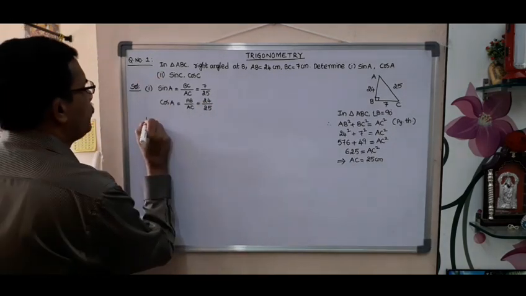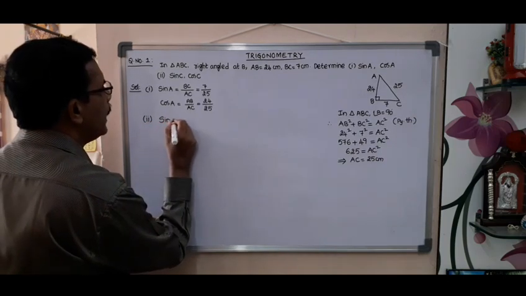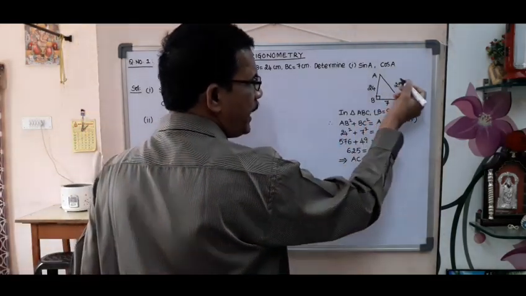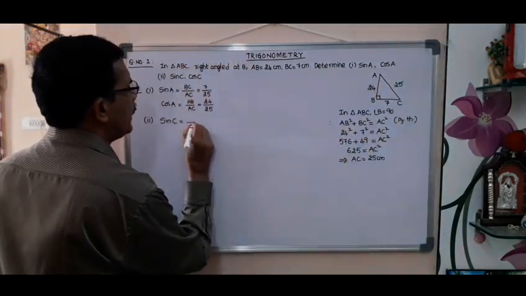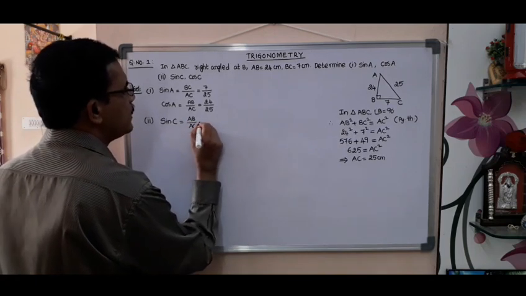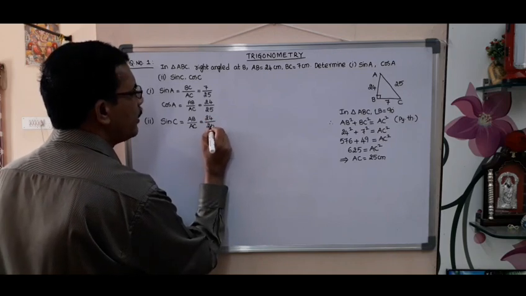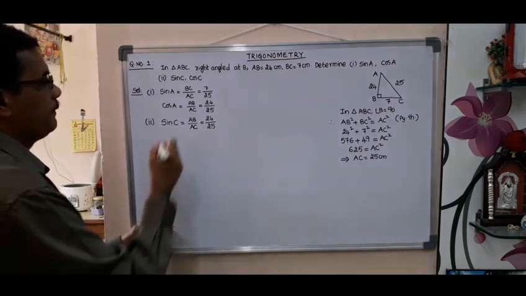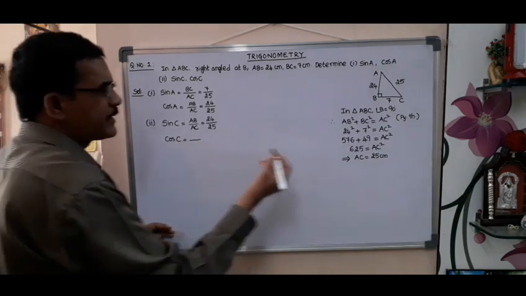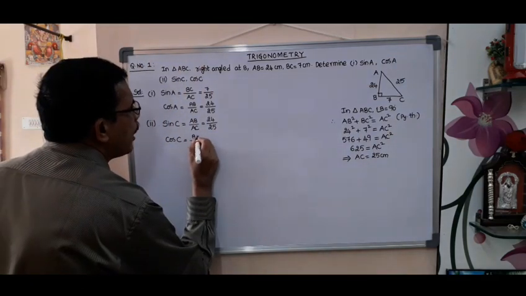Now sin C. With respect to C, sin definition, opposite by hypotenuse. So now opposite side is AB by AC. So here AB length we have 24 and AC length 25. Cos C. With respect to C, cos C means BC by AC.